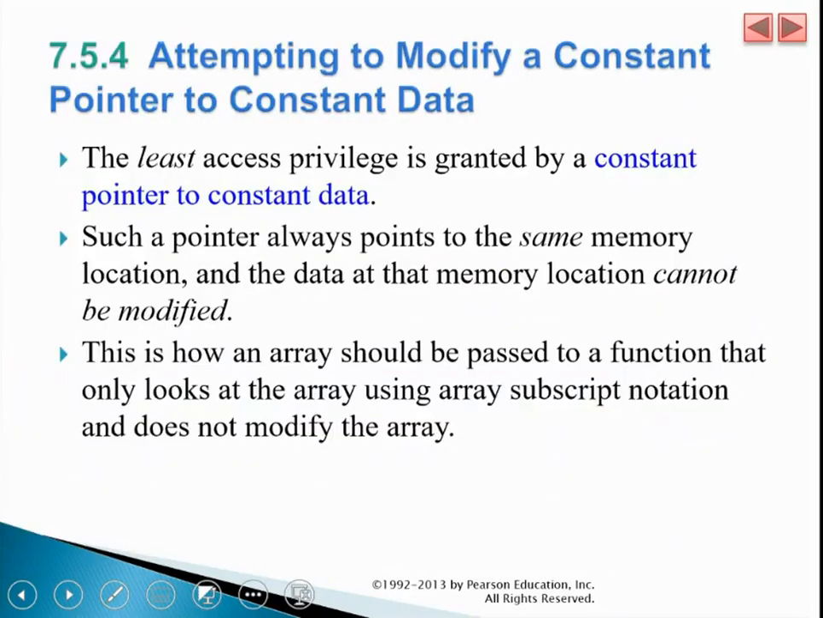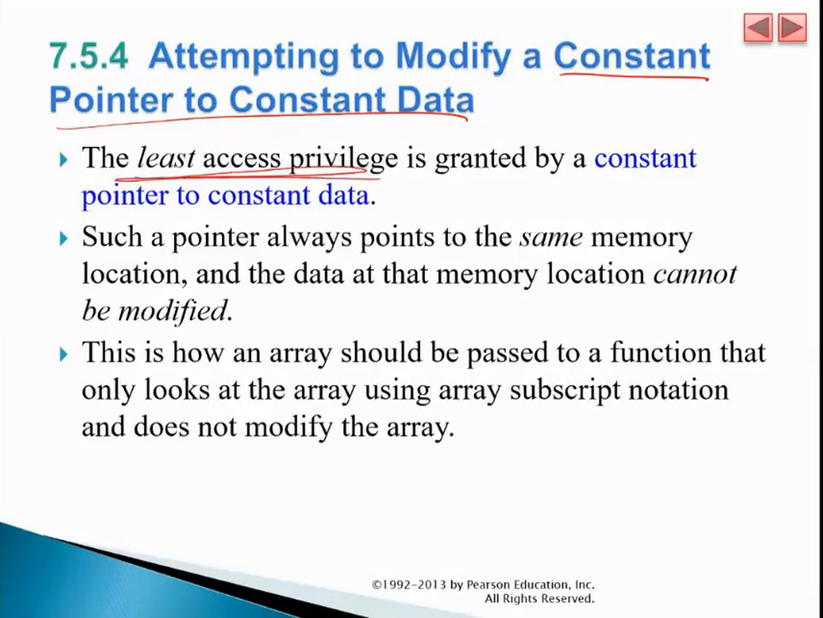Okay, now let's see constant pointer to constant data. This is the least privilege that is granted to any function. The highest privilege is non-constant pointer to non-constant data. The called function can modify the data and the pointer also. This is the highest privilege. And the least privilege is, you cannot modify anything. I am just giving you to use it, to access it, but you are not allowed to modify anything. So this is called the least privilege.